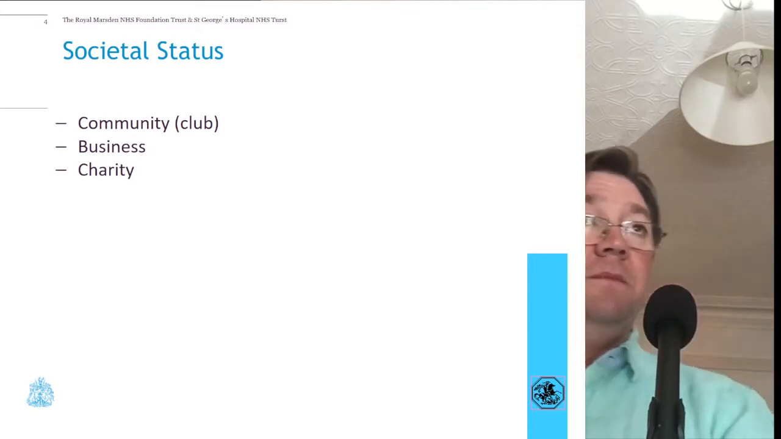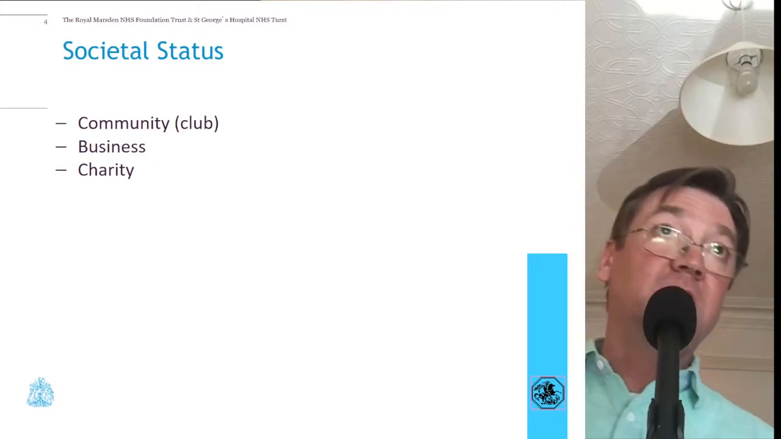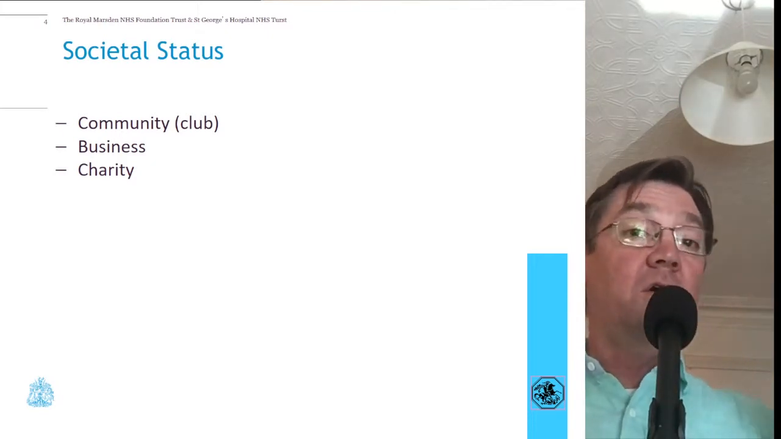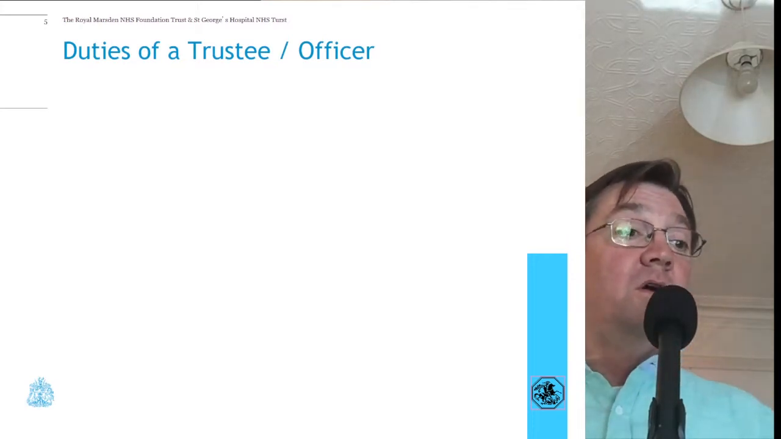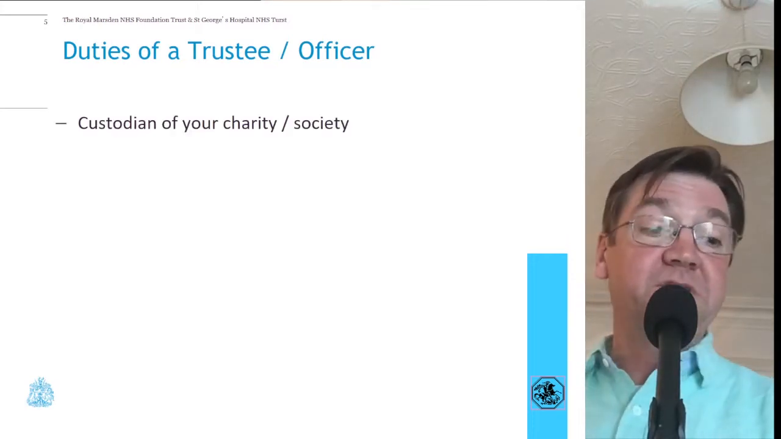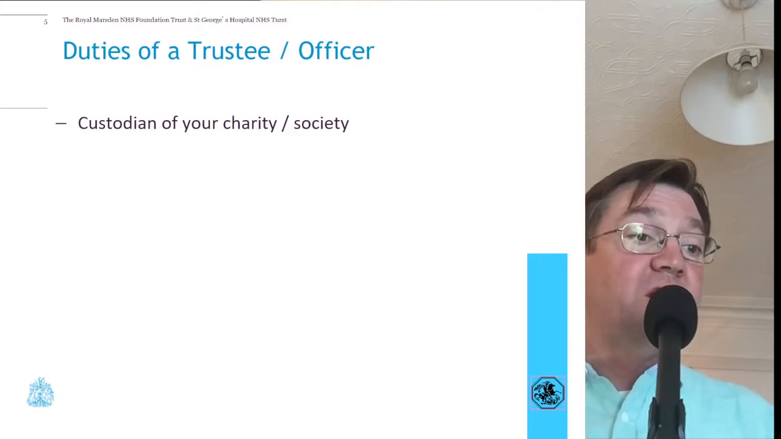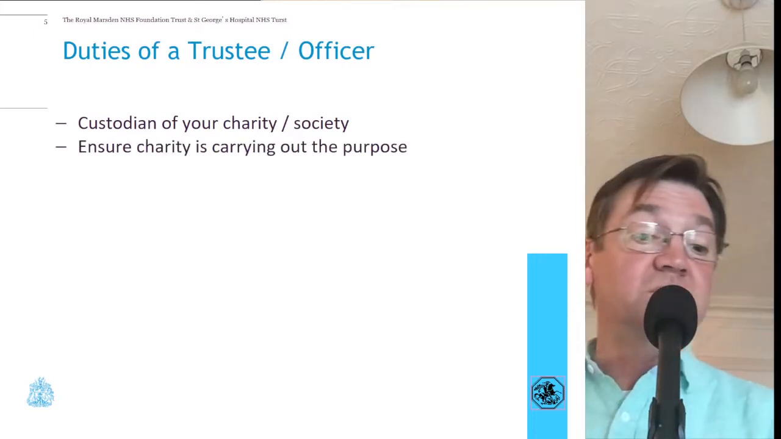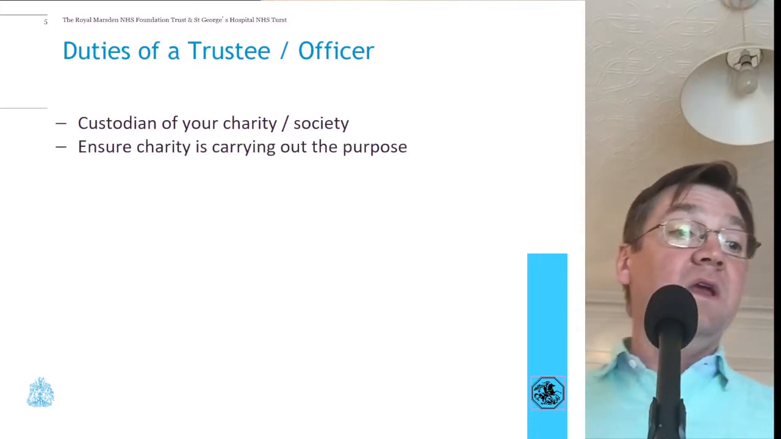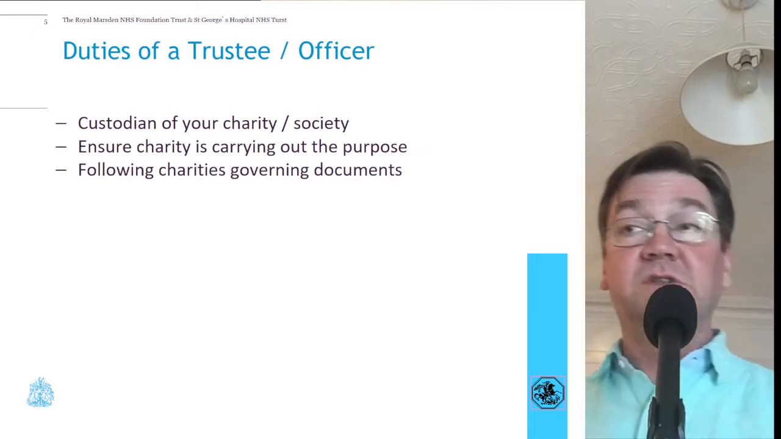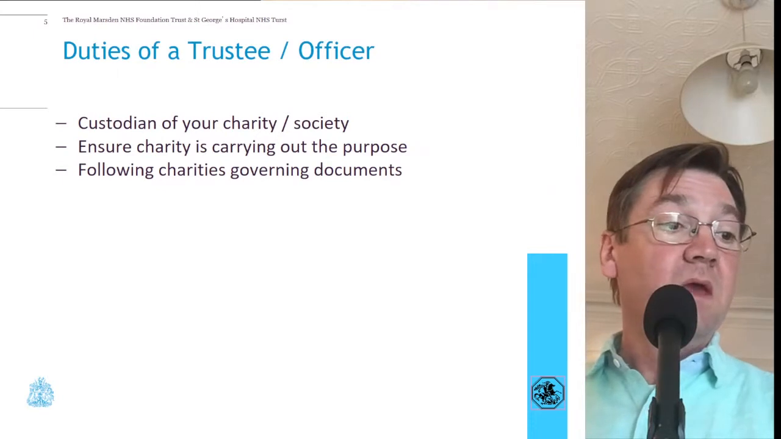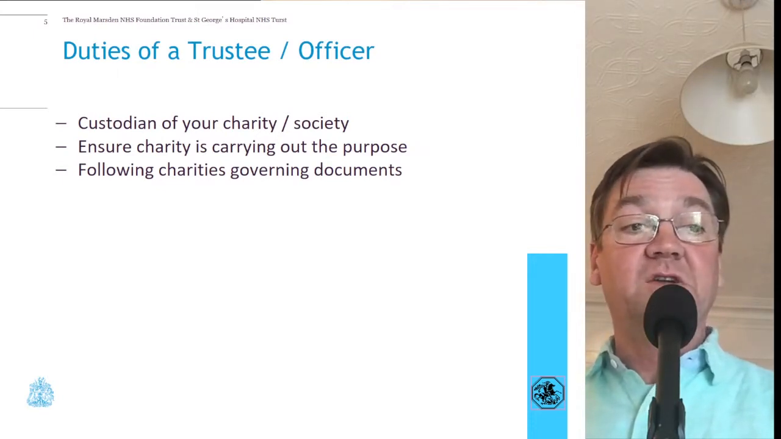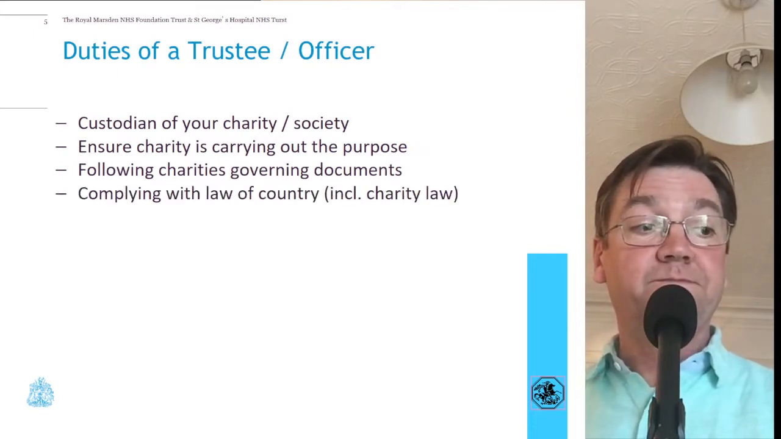So many people become a charity, and then you may be a trustee of that charity, but you may be an officer of a society, and really your duties are the same. You are a custodian of that charity or society. You ensure that the charity is carrying out the purpose for which it was set up, and you're following the charity's governing documents. We'll talk a bit about the governing documents later on. You have to comply with the law of the country, and that includes charity law.